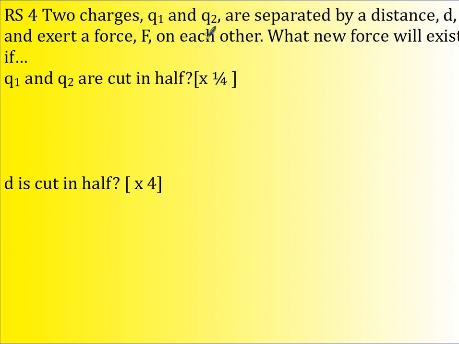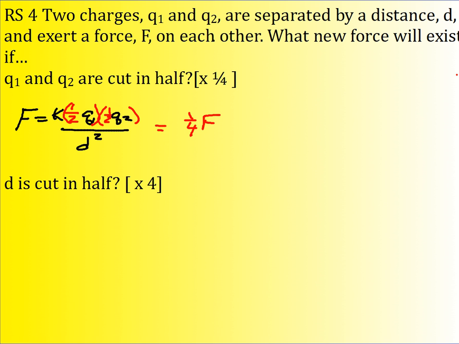All right, two charges are separated by distance d and exert force F. What will happen to the force if Q1 and Q2 are cut in half? Let me write my formula. F is K Q1 Q2 divided by d squared. Now what are we doing to this? Q1 and Q2 are cut in half, so it's half of Q1 and half of Q2. 1/2 times 1/2 is 1/4 my original force.